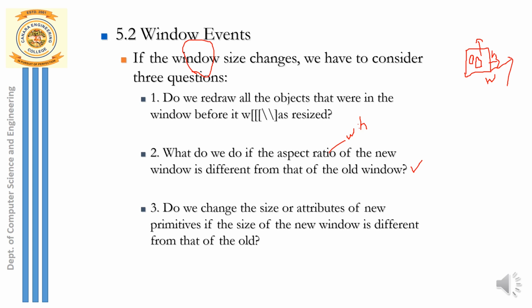So the third question is, do we change the size or attributes of new primitives if the size of the new window is different from that of the old? See, now after the aspect ratio changes, the display window size is increased. Now what happens to this graphics? Should the graphic be redrawn in such a way that its size also will increase, or its width will increase, or will it adjust as per the new aspect ratio? So these are the three questions which have to be answered. So let's deal with these three.